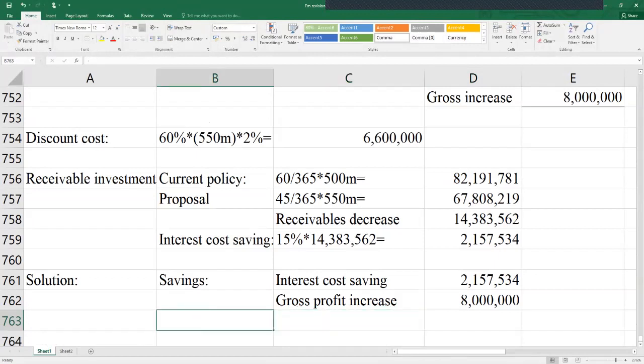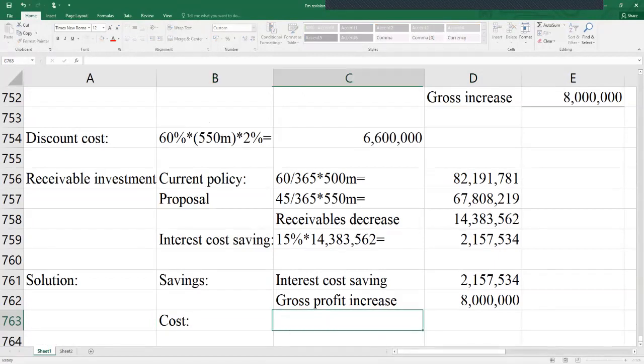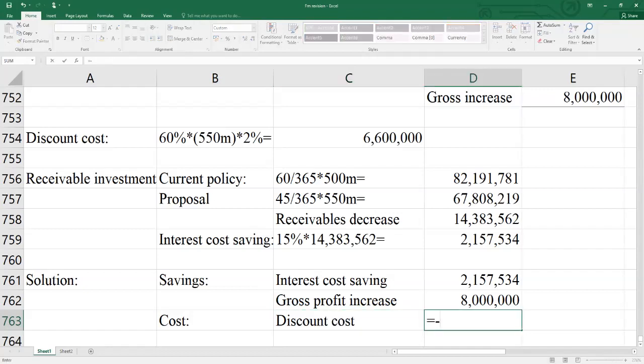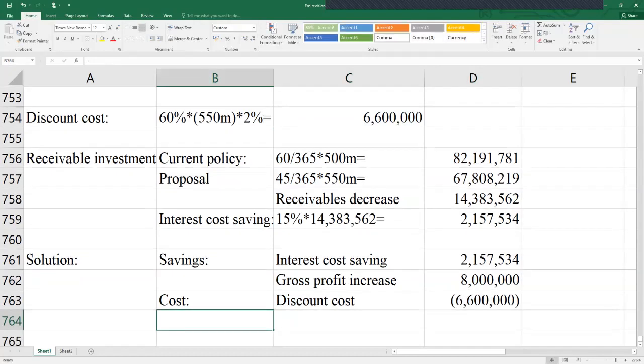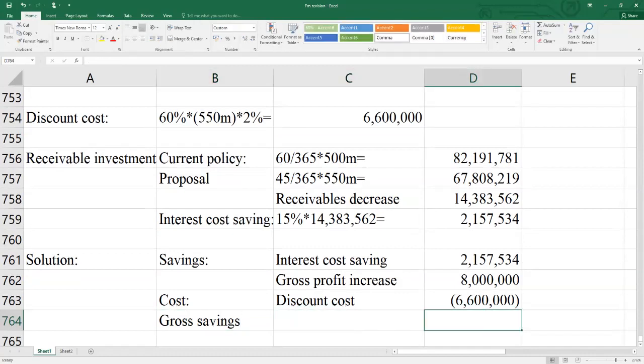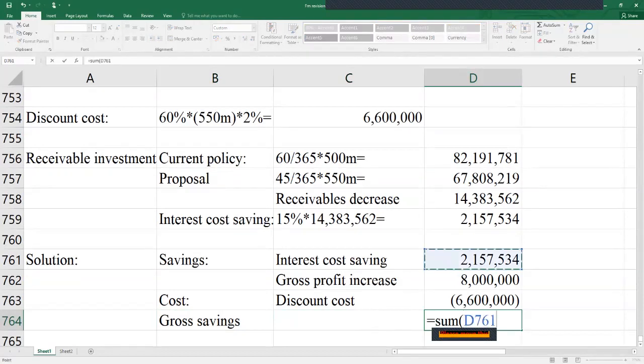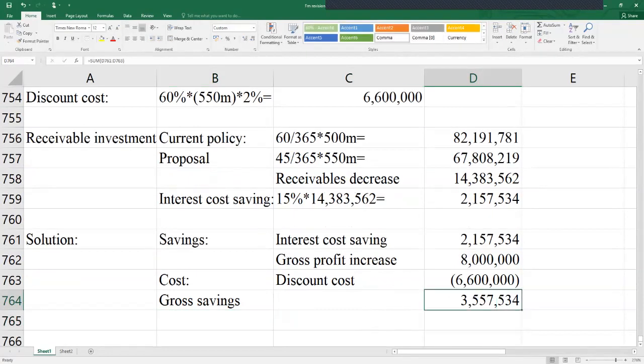That is it. So the costs you incur. One of them is the discount you give to a customer. So discount cost, which in this case is equal to 6.6 million. That is the cost you're incurring of 6.6 million. Then you get gross savings. So gross savings in a year will be equal to simply the sum of the savings minus 6.6 million, the amount of discount you give to a customer.